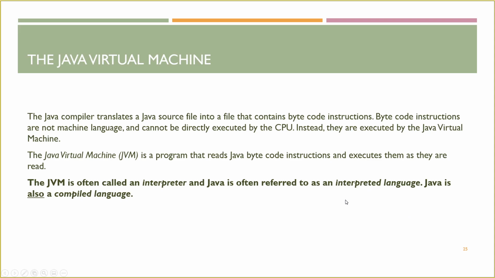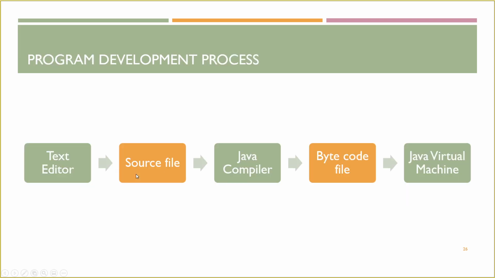It's not critical that you memorize all this stuff. It's just important that you know it's out there. Java is a compiled language because it needs to be run through a compiler. And it's an interpreted language because the JVM interprets bytecode. That's the key takeaway there.